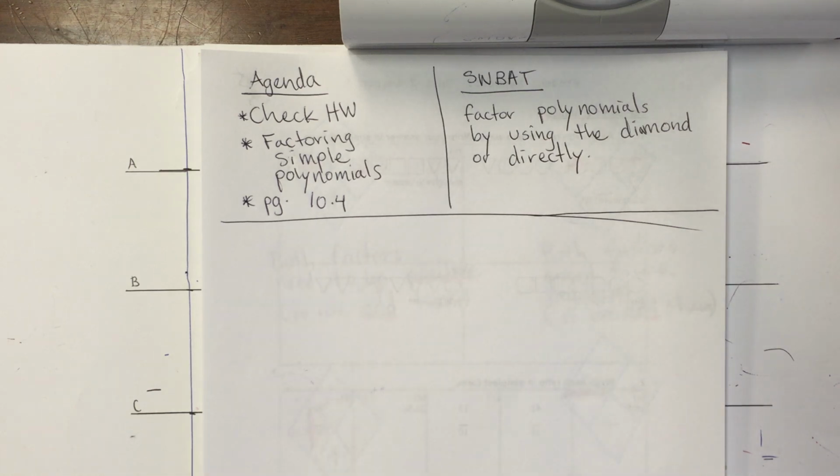Hello students, today we're going to start with the agenda by checking homework, factoring simple polynomials, and your homework will be 10.4. So students will be able to factor polynomials by using the diamond or just directly.